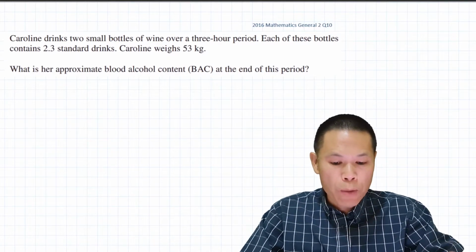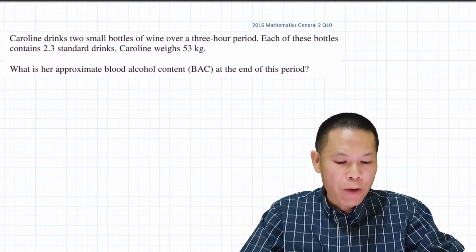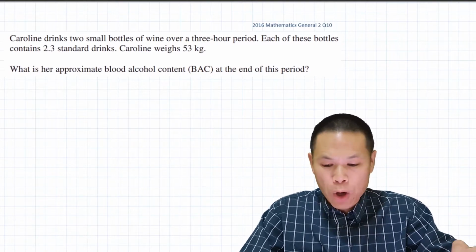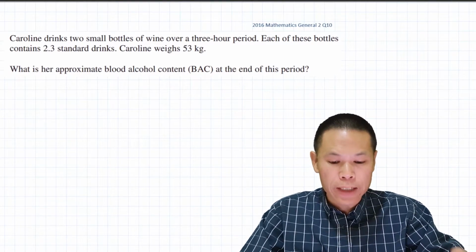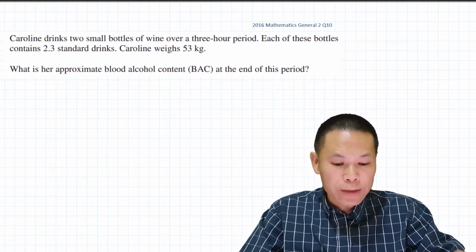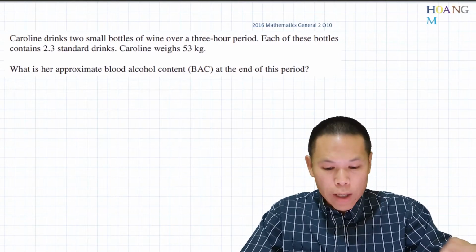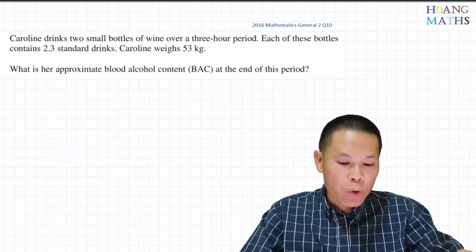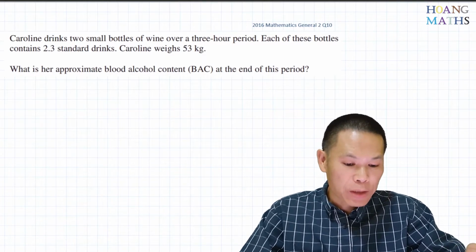Caroline drank 2 small bottles of wine over a 3-hour period. Each of these bottles contains 2.3 standard drinks. Caroline weighs 53 kilograms. What is her approximate blood alcohol content at the end of this period?